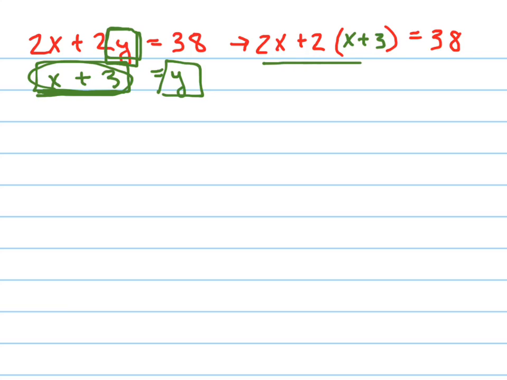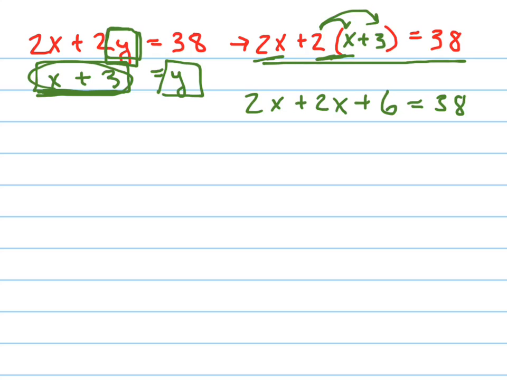Now I've got one equation with only one variable, namely x. X shows up twice, but it's the same x. So now I'm going to distribute that in. So I'm going to rewrite this equation. 2x plus 2x plus 6, see how I distributed that, equals 38. Now I'm going to solve this equation for x. 4x plus 6 equals 38. 4x equals, I'm subtracting 6 from both sides, 32. X equals 8. 32 divided by 4 is 8.